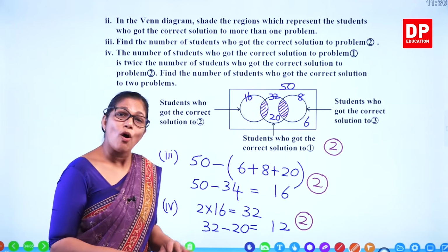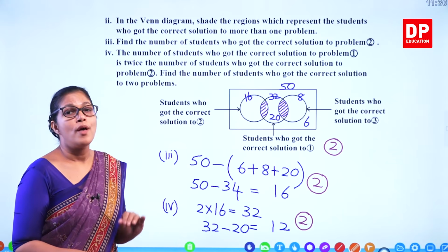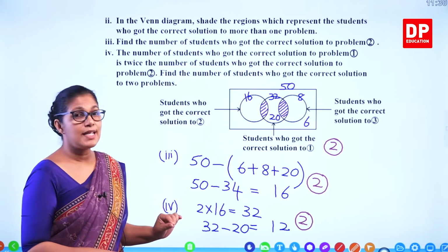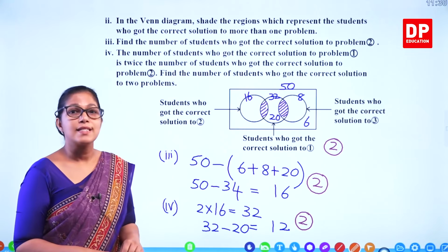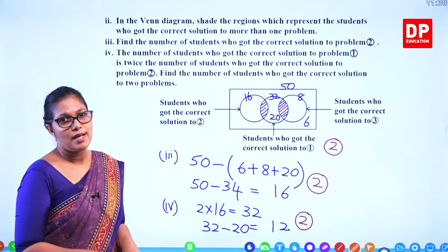So we covered all questions in paper 2 as well. So today we completed 2017 O-level examination paper.